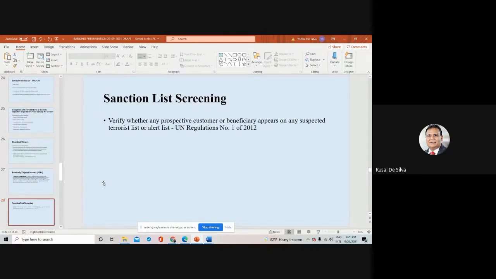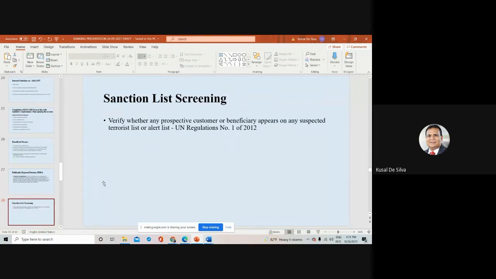You are supposed to do a sanction screening and satisfy yourself that the party from whom you are going to get money or send money is not listed in the sanction list. So this is UN regulation number 102 of 2012. Since 2012 this has been in place, and day by day the lists are getting increased.